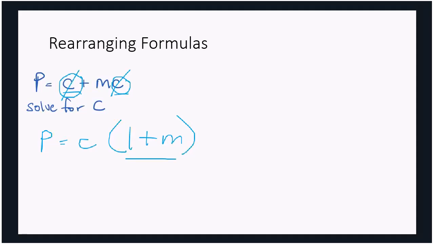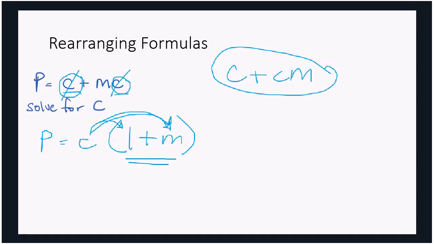If you can't see where I got the 1 plus m, let me just use the distributive property and multiply. C times 1 is c. C times positive m is plus cm or mc. So the opposite of taking it out is this right here. That's the first thing you want to do whenever you're rearranging a formula for a variable that happens more than once in an expression.